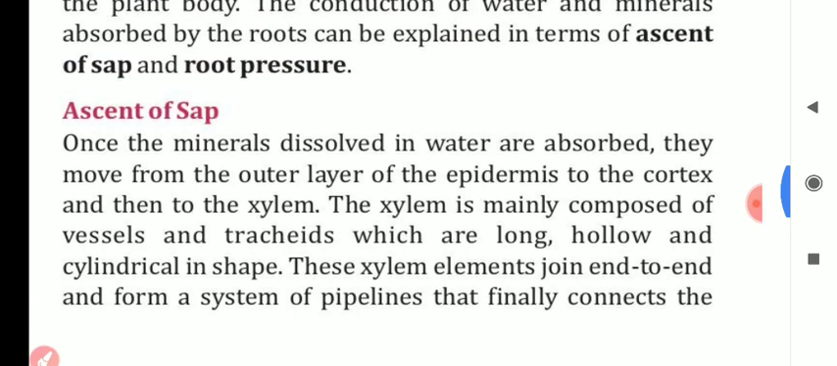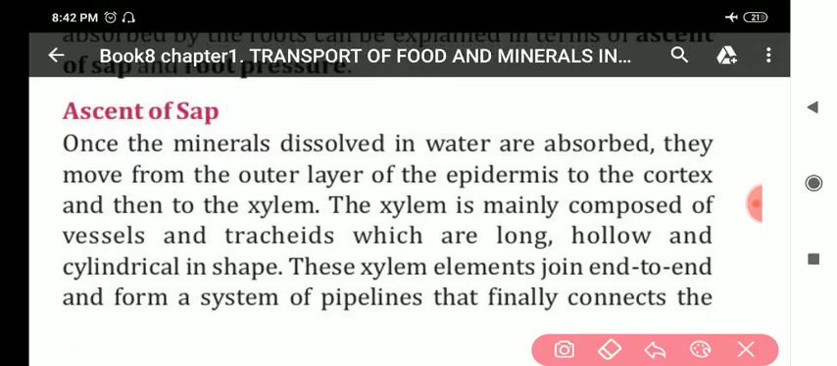Let us discuss this ascent of sap, my dear students. Sap, as I told you earlier, is the water and minerals together. What is sap? Sap means the water and minerals together. And when water and minerals are present in a cell, it is known as cell sap. Now this is ascent of sap. Ascent means transportation of sap, the transportation of water and minerals.